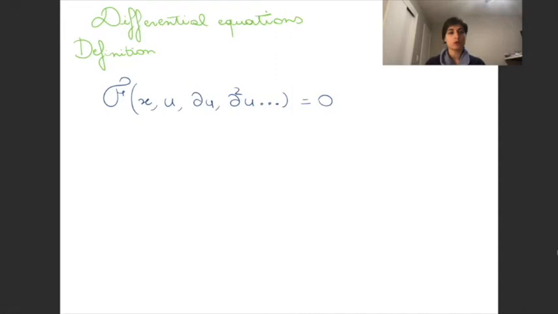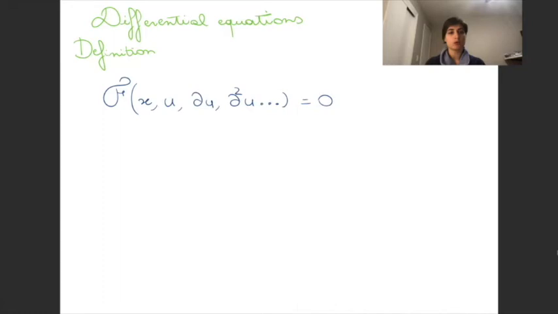A very broad definition of differential equations is that you're taking a function, u, the variable that function depends on, and here I call it x, all possible derivatives of the function u, so the first, the second, and so on, and you merge all of this into a huge function, capital F, and you want that capital F to be equal to 0. This is a very abstract way of looking at differential equations.